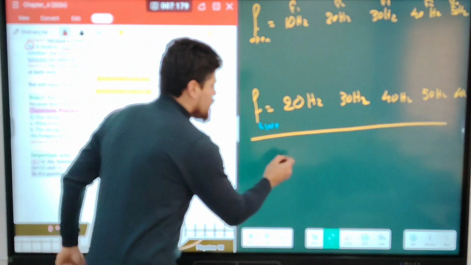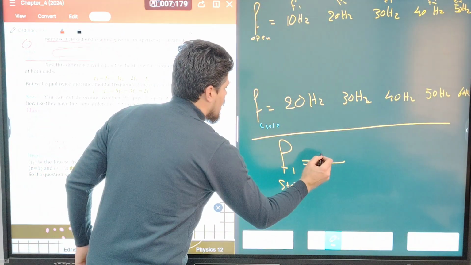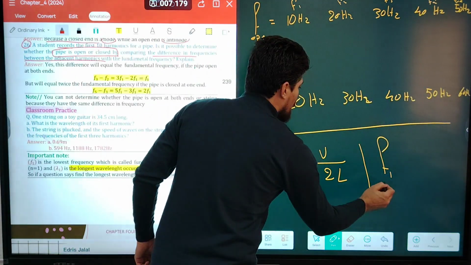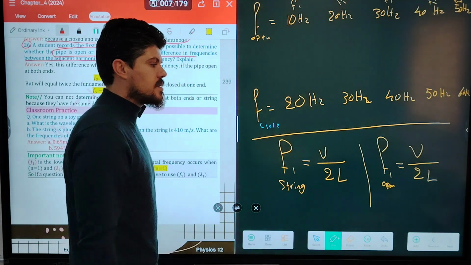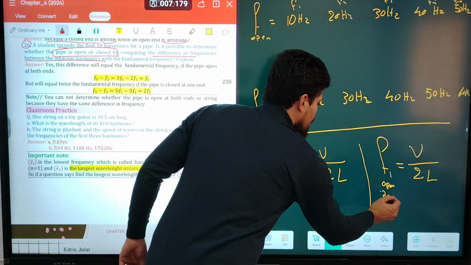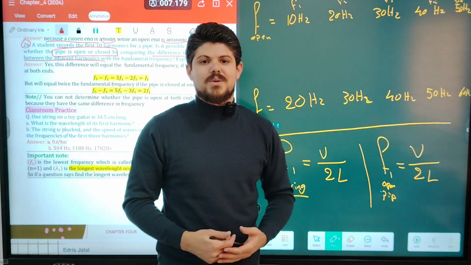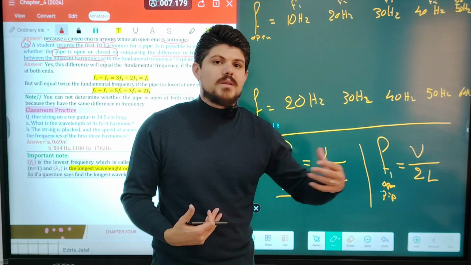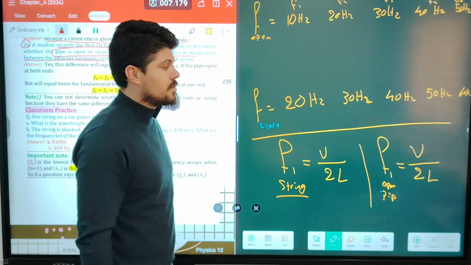If you remember, the fundamental frequency for a string is equal to what? V over 2L. What about F1 for an open pipe? It is still V over 2L, yes. Guys, which one has the higher fundamental frequency, F1 in the open pipe or F1 in the string? Both have the same fundamental frequency, and both have the same wavelength. We cannot determine whether this instrument is a string or an open pipe because they have the same fundamental frequency.